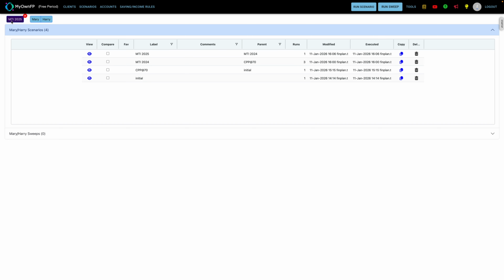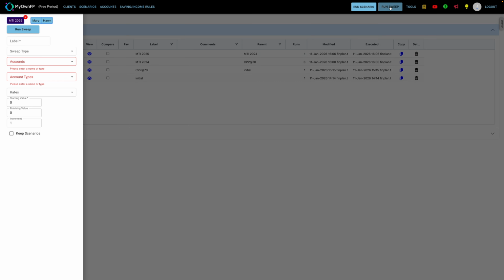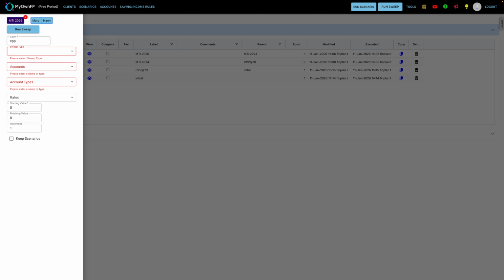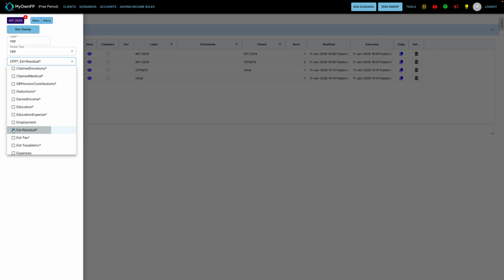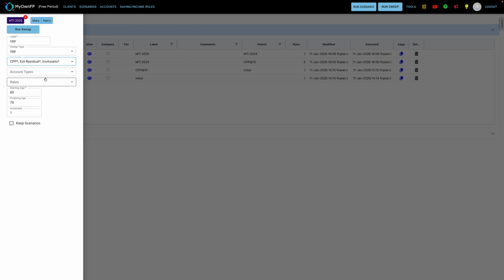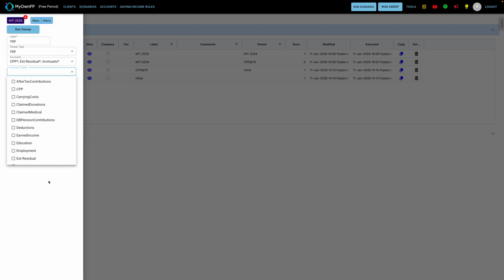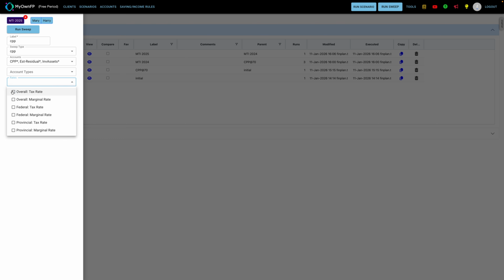We have our MTI 2025 scenario currently done, so we're going to run the sweep. We're going to label this just CPP, and it's a CPP only sweep. We're going to look at CPP, state residual, and investable assets. And then for the tax, we're going to look at our overall tax rate.